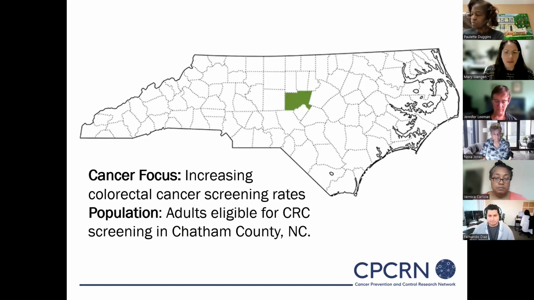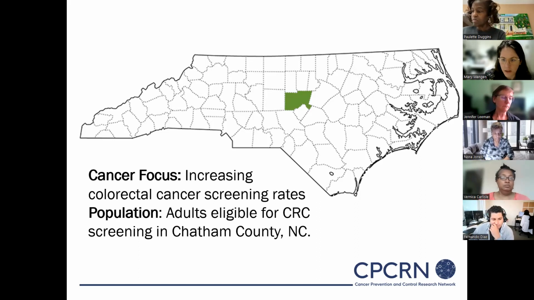So for the purposes of this training, we're going to start with our cancer focus and population predefined. If you're still determining your own cancer focus and population for your proposal, I would recommend using some of the same data sources that we're going to discuss in the upcoming slides to help you narrow your focus. But for today, we're going to say our cancer focus will be colorectal cancer, specifically increasing screening rates, and our population will be adults eligible for colorectal cancer screening in Chatham County, North Carolina.